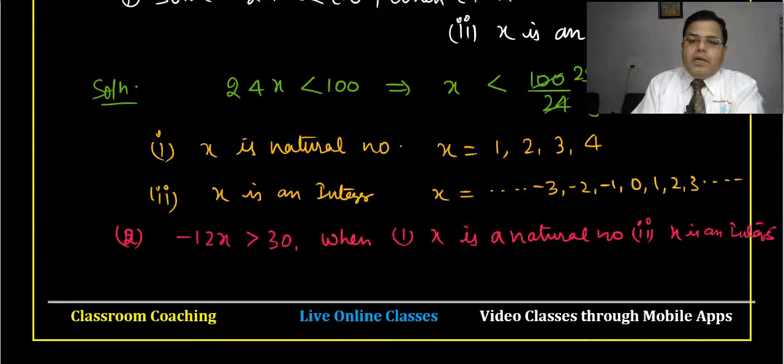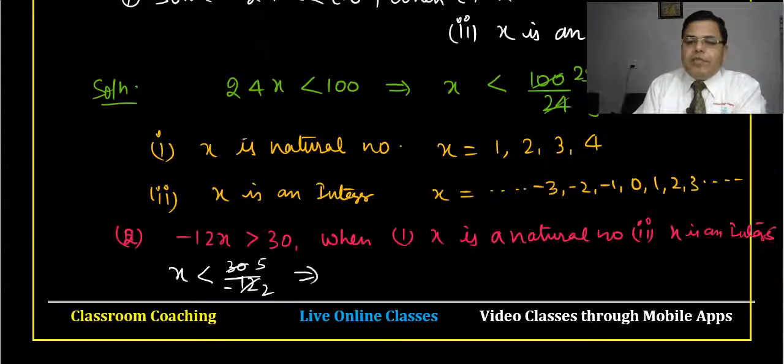If you divide by minus 12, the sign of the inequality will change. So minus 12 goes to that side, and it becomes less than 30 by minus 12. 6 times 2 is 12 and 6 times 5 is 30, so x is less than minus 5 by 2. That is, x is less than minus 2.5.